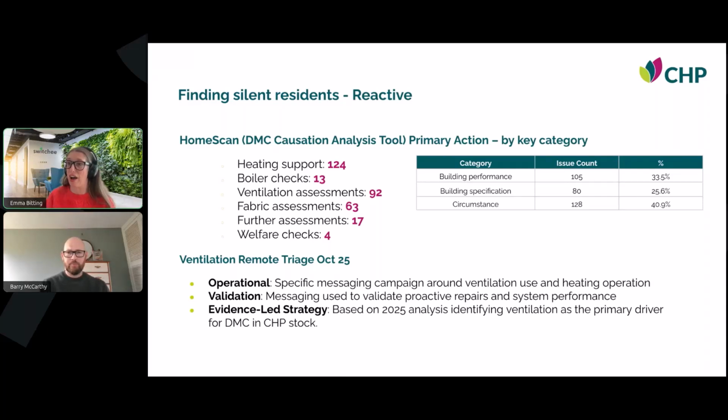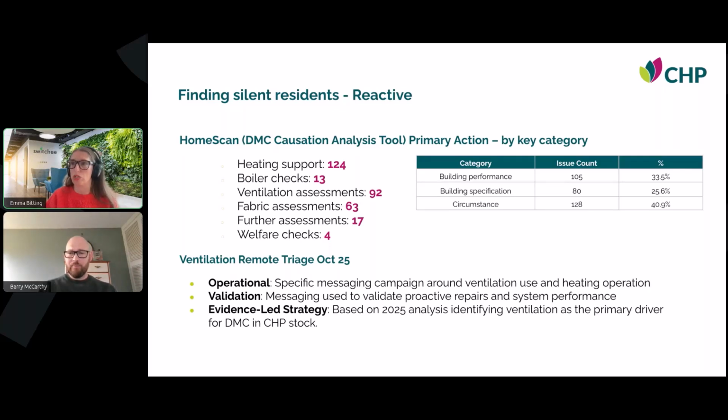Obviously you didn't have a system for capturing the process under Awaab's law previously, and that's where the decision to build your Salesforce integration last year came from, which I know you implemented very quickly. But whilst you were doing that, there was a lot of attention going to that. We didn't want to be losing the momentum or even the data that we were capturing from the Switchee. So how was the DMC team using the Switchee home scan reports?